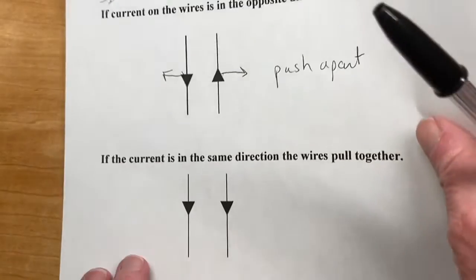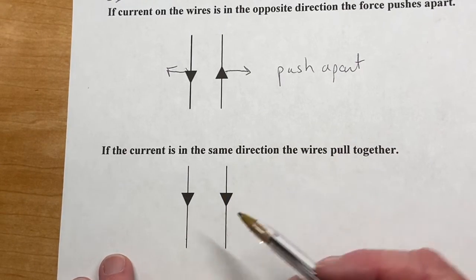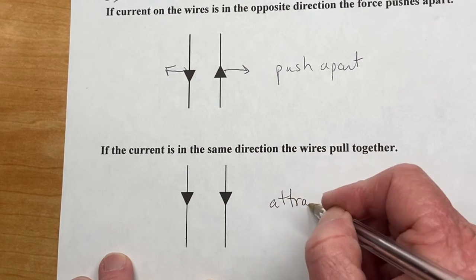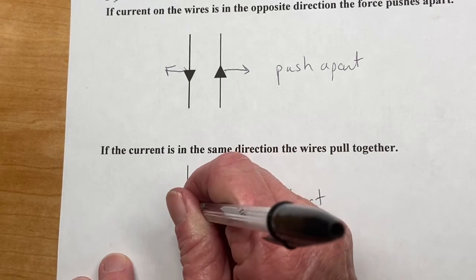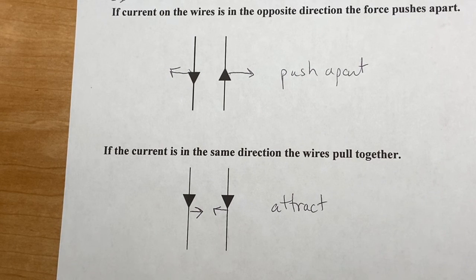And when they're in the same direction, again, it doesn't matter if I'm talking electrons or current flow, they will attract, as if they were pulling together. So I usually put the arrows there. All right, so this is a really quick one, and you're going to do a little practice with these.